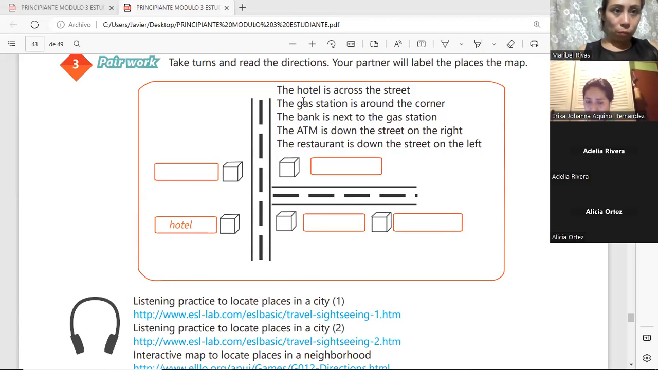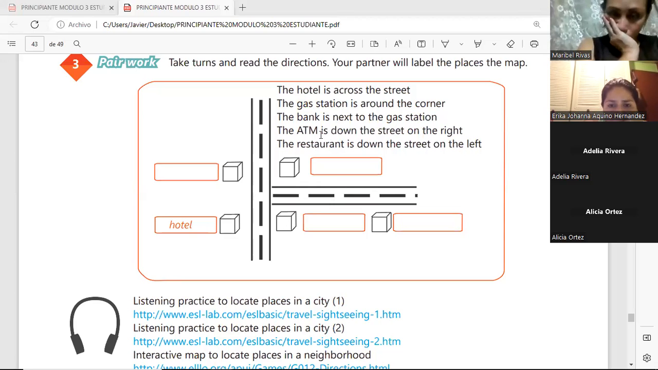Number one, the hotel is across the street. The gas station is around the corner. Al doblar la esquina. The bank is next to the gas station. The ATM is down the street on the right. And the restaurant is down the street on the left, right?